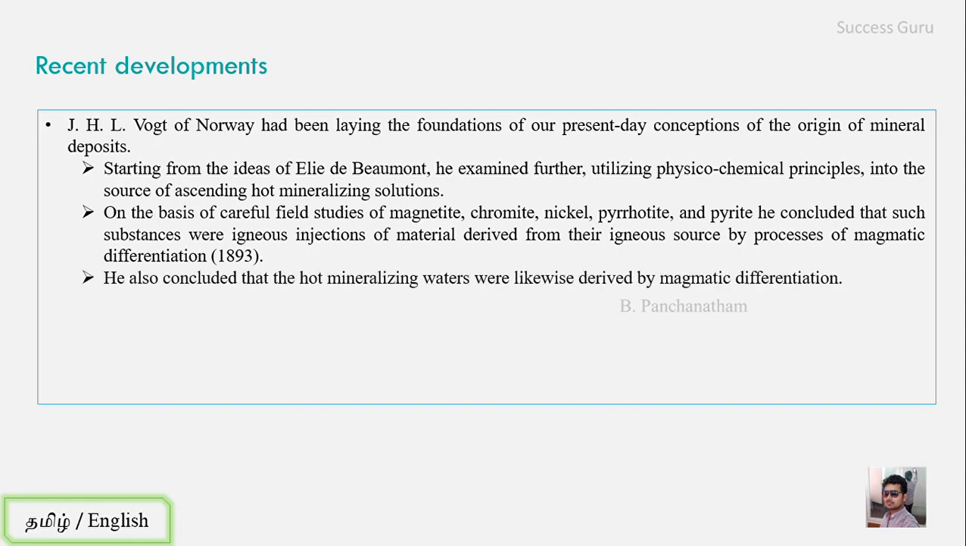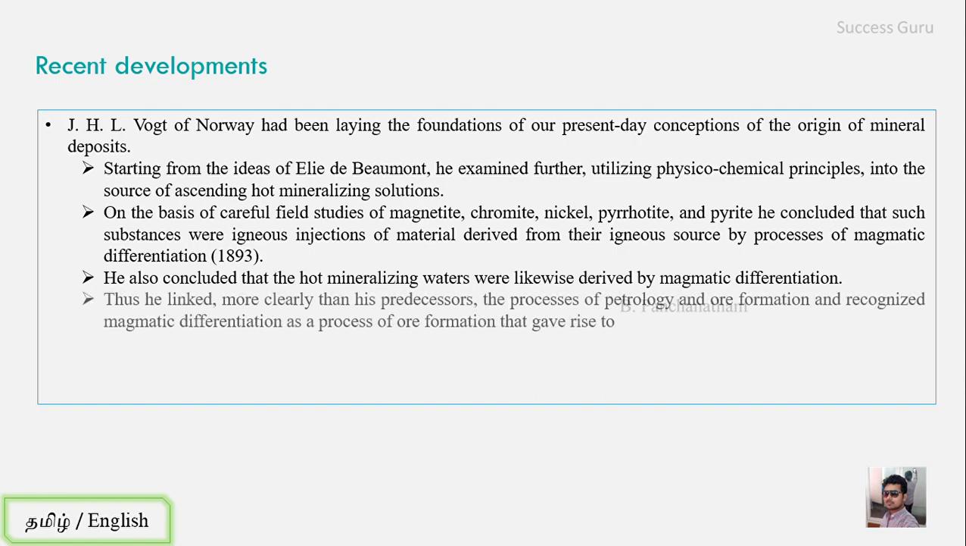He also concluded that the hot mineralizing waters were likewise derived from the magmatic chamber. So he also accepted that there is dissolving water present in the crust, but that water is also from the magmatic chamber or near the magmatic chamber. So that was the source of the heat in the water, right? That is his proposal.